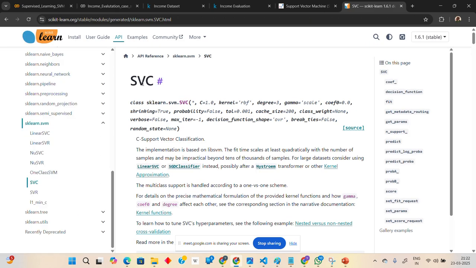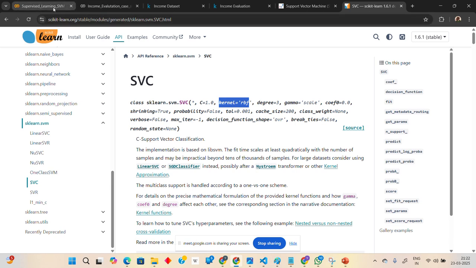Support vector is also used for regression, right? In regression, what is the strategy? It is going to find the perfect fit line. Okay, so what are the things here? See, by default C is one. By default it is one. Kernel by default is RBF.